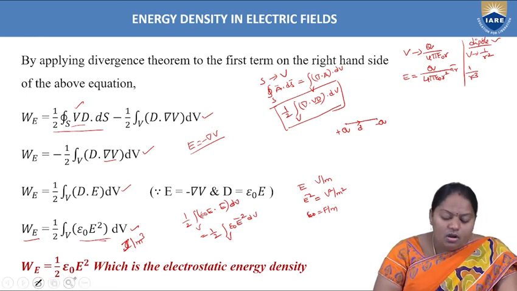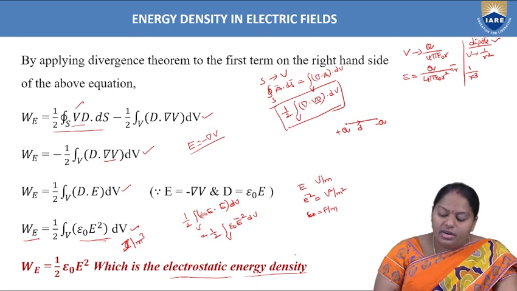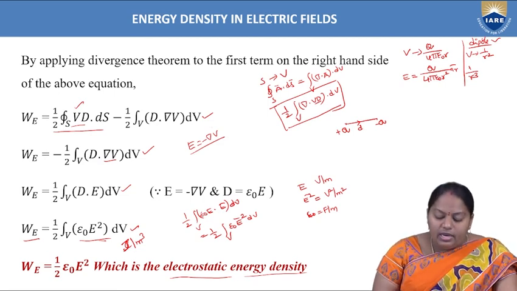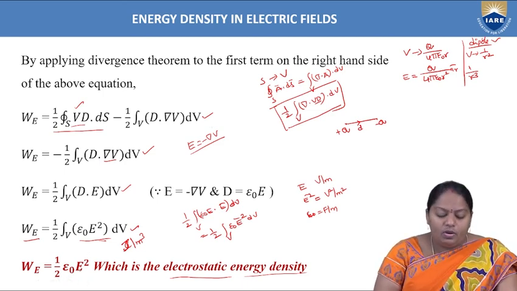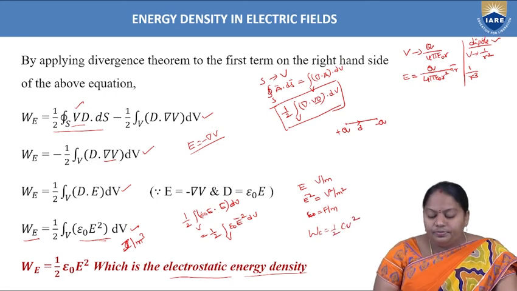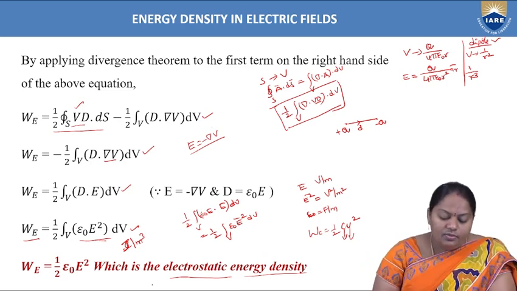So WE equal to half into epsilon naught E square, which is known as electrostatic energy density. Energy per unit volume is generally defined as energy density, and the electrostatic energy density is given by WE equal to 1 by 2 epsilon naught E square. Like the energy stored in the capacitor is given by half CV square, right? So C is the capacitance and V is the potential difference between the two plates. So this is the way we have derived the equation for electric energy density in electrostatic fields.